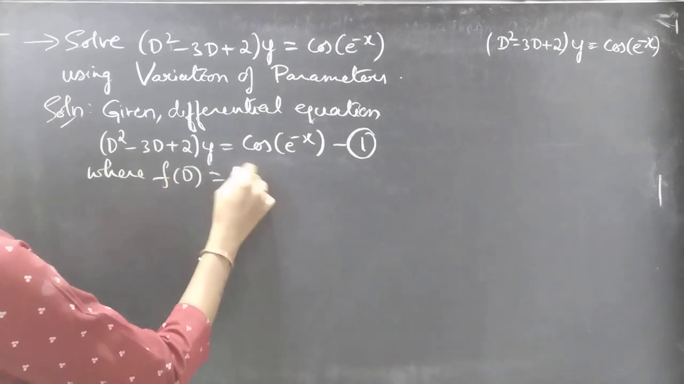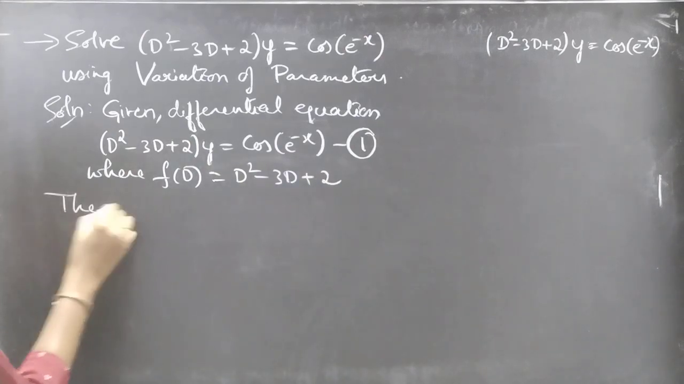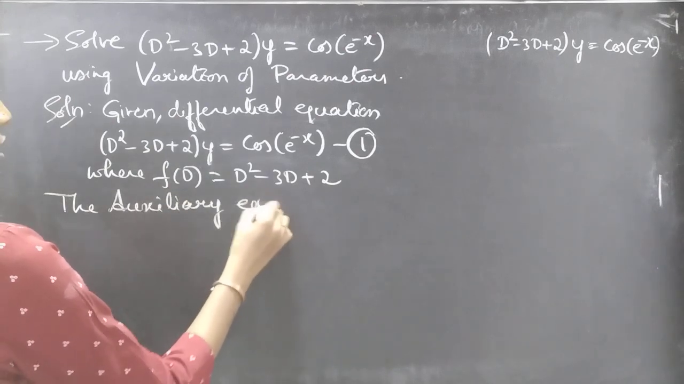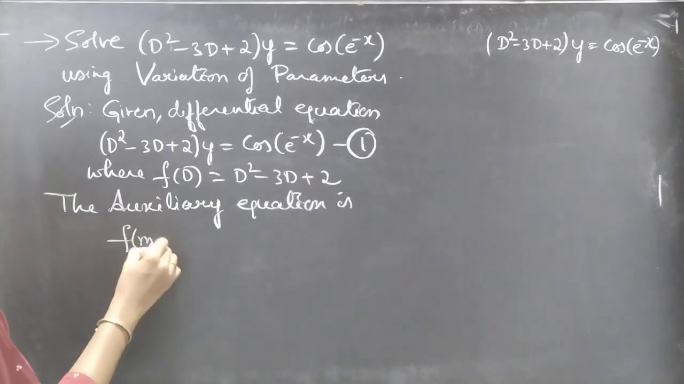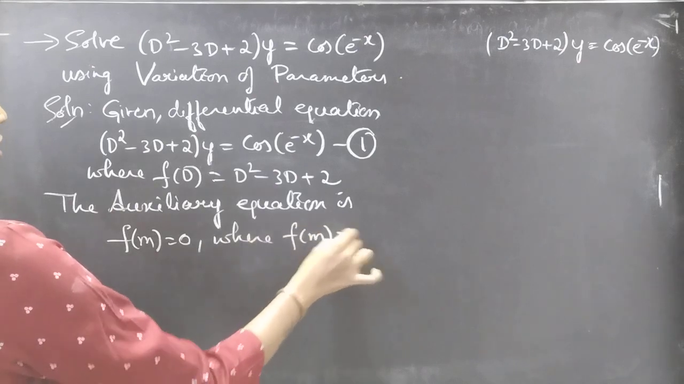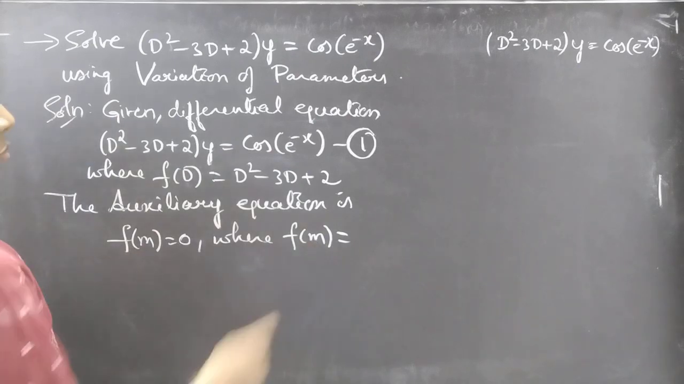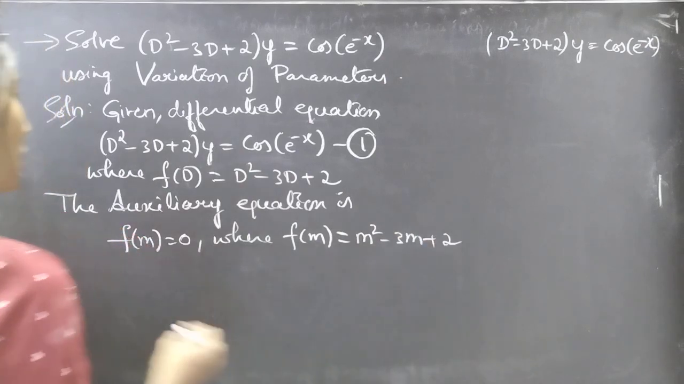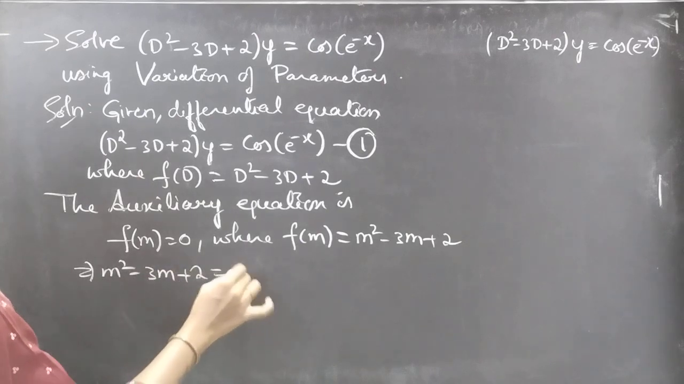Where f(D) = D² − 3D + 2, the auxiliary equation is f(m) = 0, where f(m) is obtained by just replacing the differential operator D in f(D) with m. Then we'll get f(m) = m² − 3m + 2. Then our auxiliary equation becomes m² − 3m + 2 = 0.